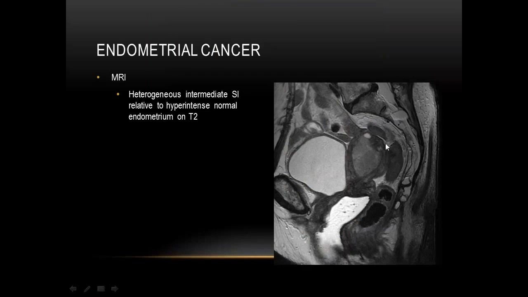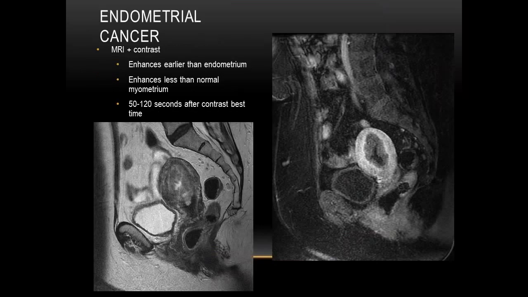Okay, so endometrial cancer on MRI is T2 intermediate signal intensity relative to normal endometrium. Although we don't really have any normal endometrium, we do have a little T2 bright cyst. So you can see it is intermediate, in comparison to the bladder. Endometrial cancer enhances earlier than endometrium. It enhances less than the normal myometrium, shown here. The greatest time to look for the enhancement is 50 to 120 seconds after contrast.